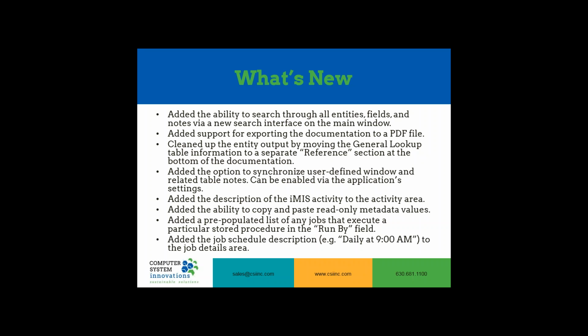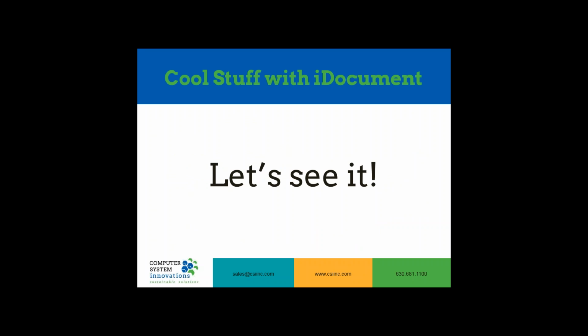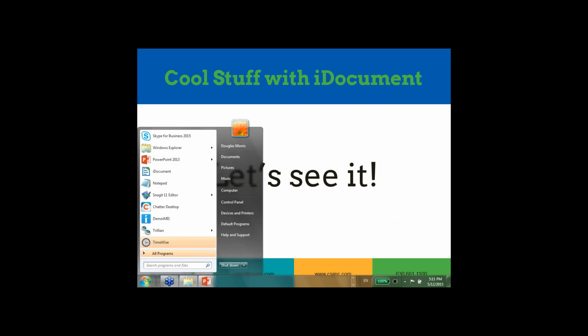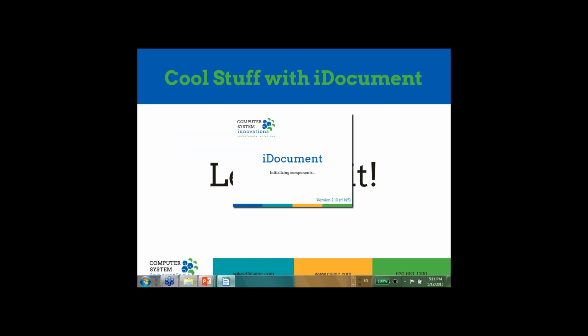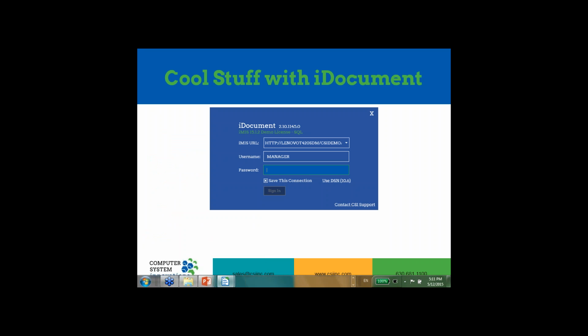And then finally, we added the job schedule description so that you could see when the job is actually scheduled to run rather than just the wording. And I'll show you that in a minute. In fact, let's see this right now. Okay? So I'm going to fire up iDocument, just like all of our products. I can just run it. It's an installer. Notice there is a full user guide that comes with it when you install it. As you probably noticed, if you have some of our existing products, we have a new login screen.